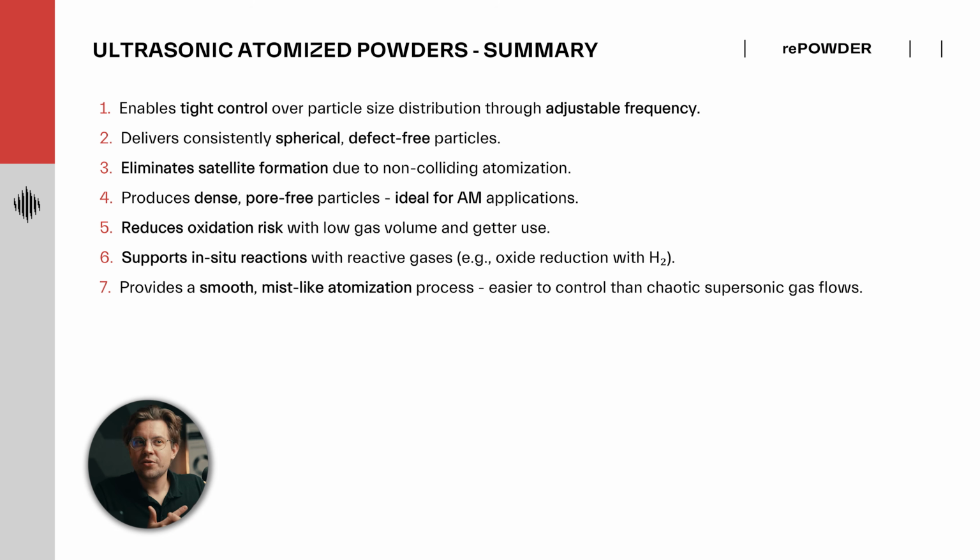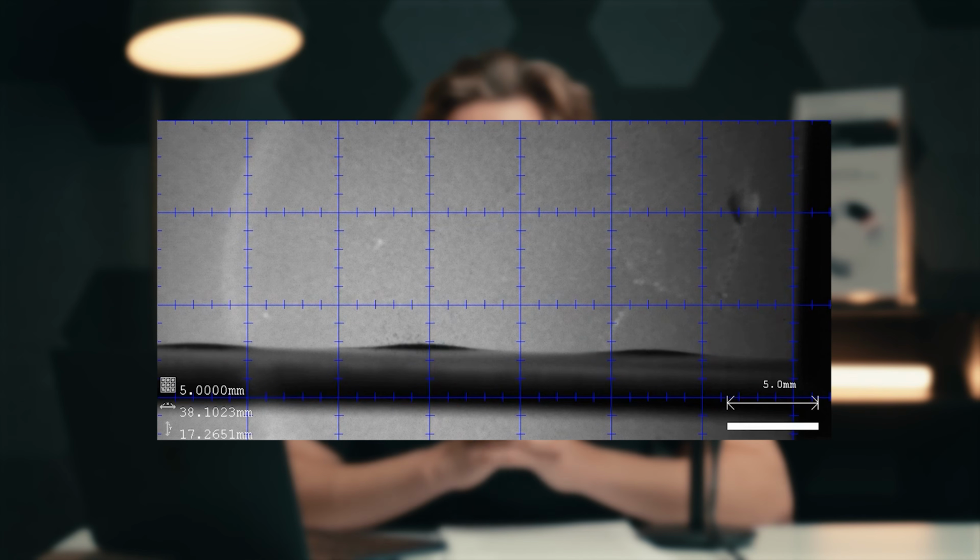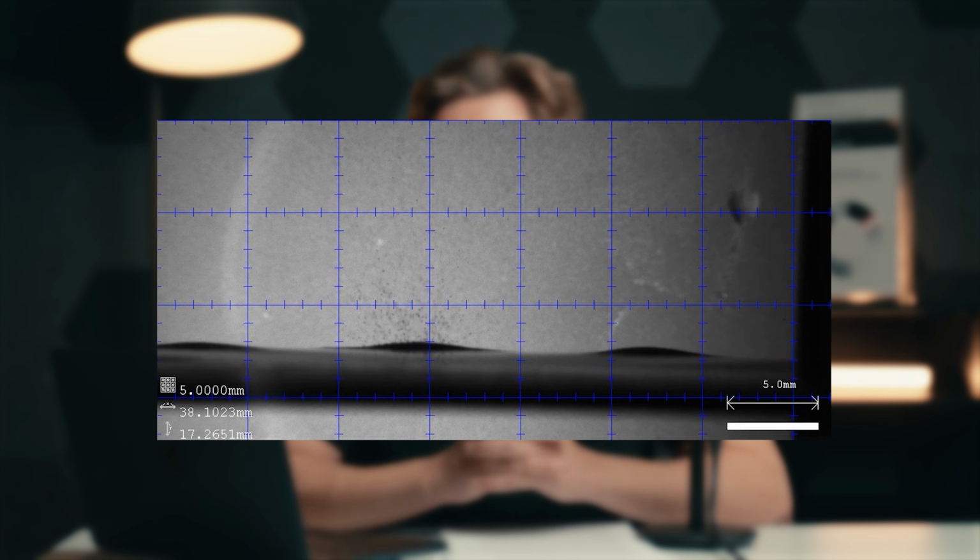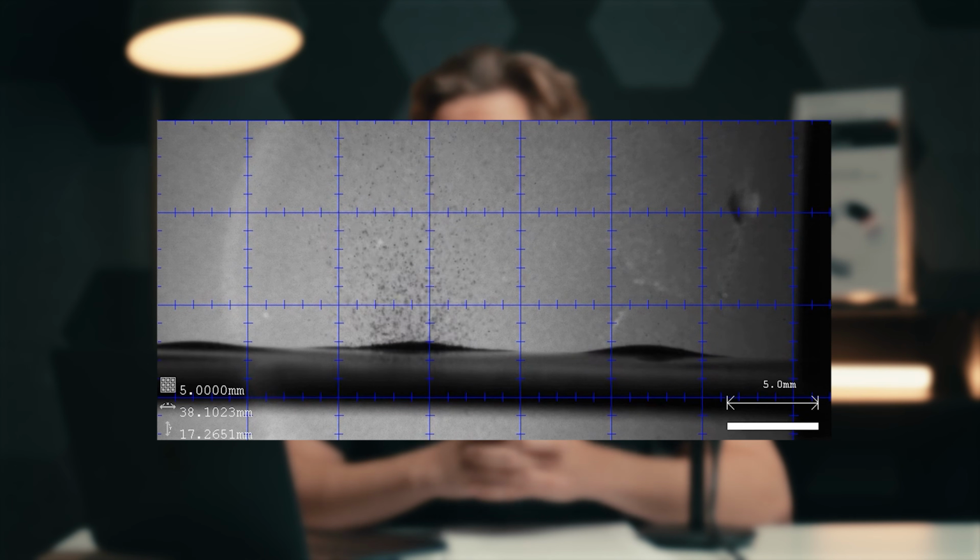To wrap it up, using rePOWDER, it is much easier to get high quality powder with tailored particle size distribution than in gas atomization. The process nature is much more consistent compared to gas atomization. There is no chaotic supersonic flow of gas, only a gentle mist of liquid titanium and other materials that we are willing to atomize. Controlling such a mist is much easier than controlling a power washer of liquid steel as in a gas atomizer. Thank you so very much for listening.